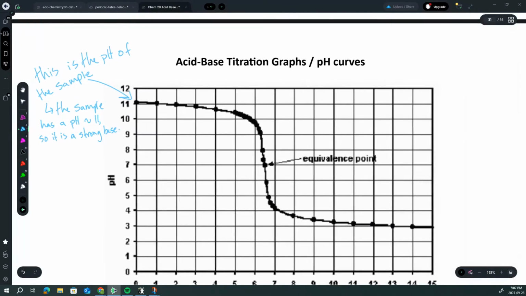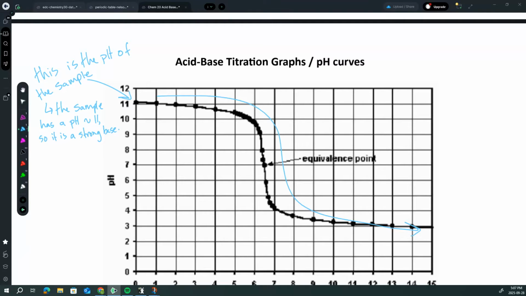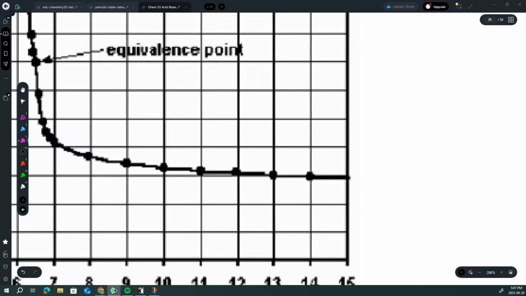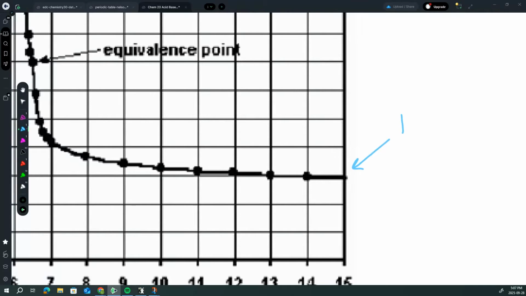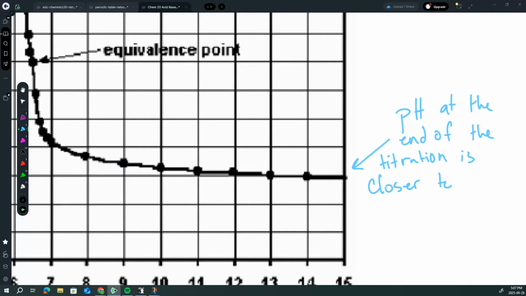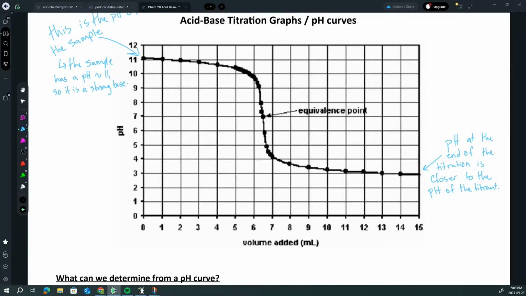Okay. Now, as we progress through the titration, as we add more titrant, the pH of the sample solution gets closer and closer to the pH of the titrant. So at the very end, this is where we're going to be able to tell what the pH of the titrant is. So the pH at the end of the titration is closer to the pH of the titrant. So from here, since the pH at the very end is right around 3, we can figure out that the titrant is a pretty strong acid.